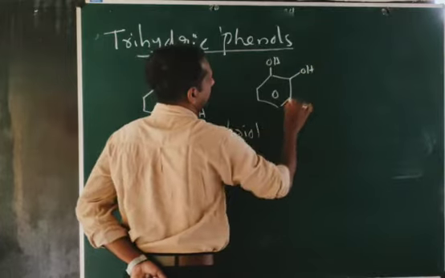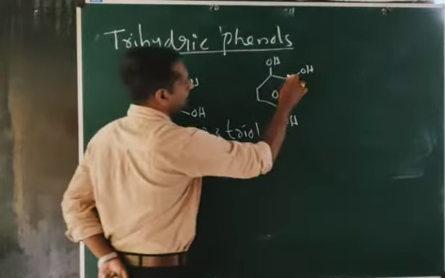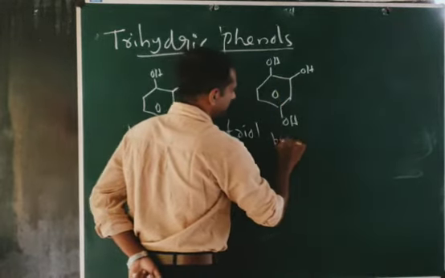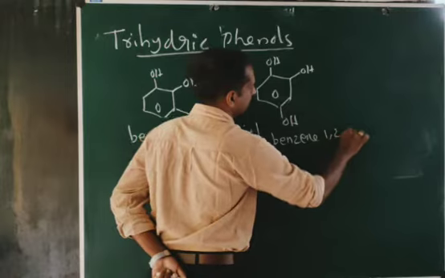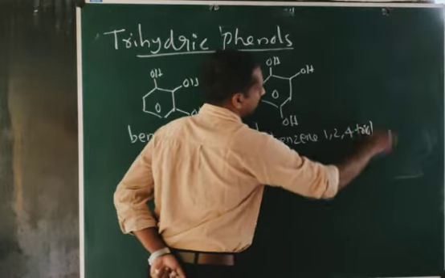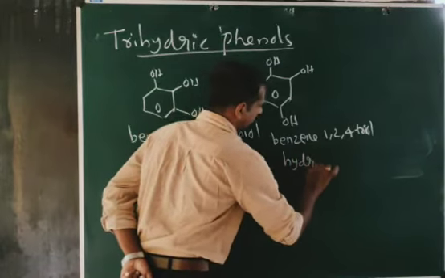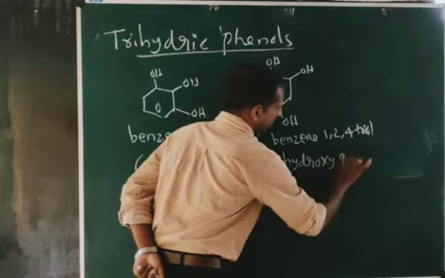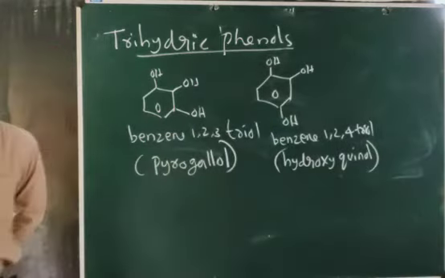Next is OH, and here is OH. What is this one? 1, 2, 3, 4. Benzene 1, 2, 4 triol, which is known as hydroxyquinol.